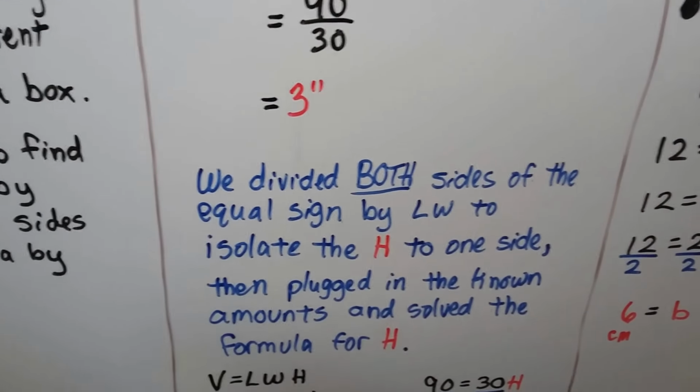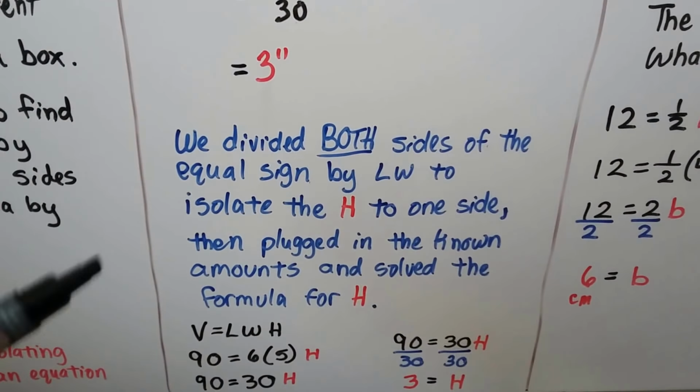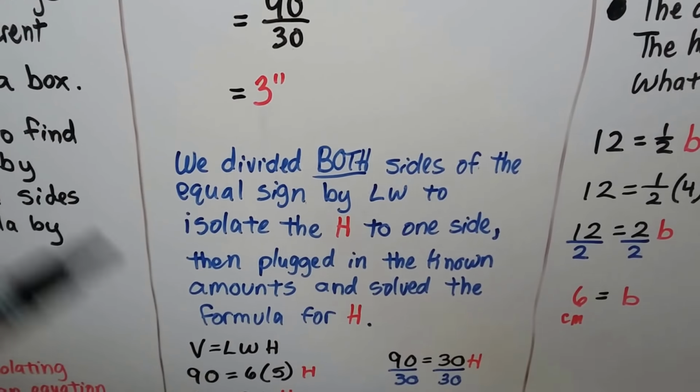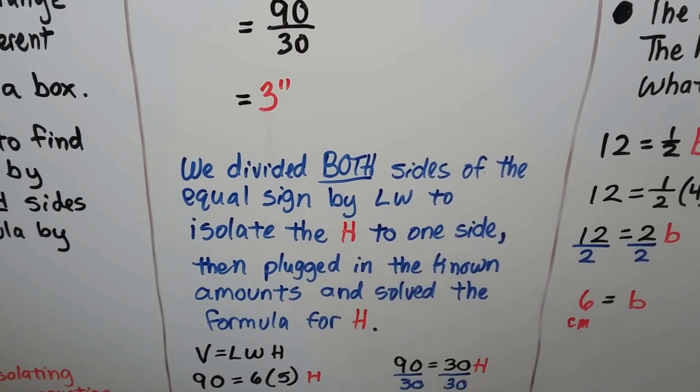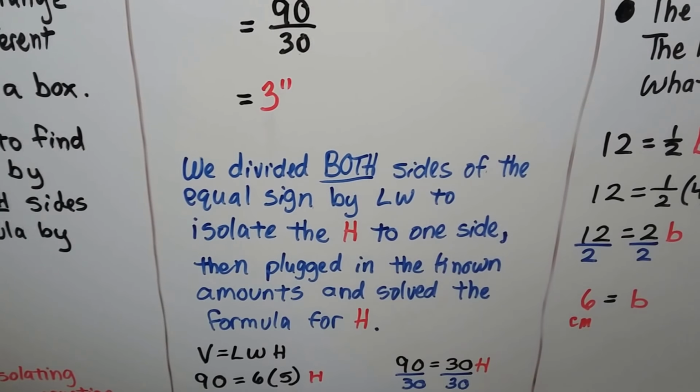We divided both sides of the equal sign by the LW to isolate that h to one side. Then we plugged in the known amounts and solved the formula for h.